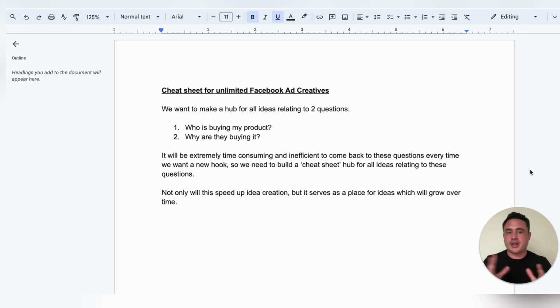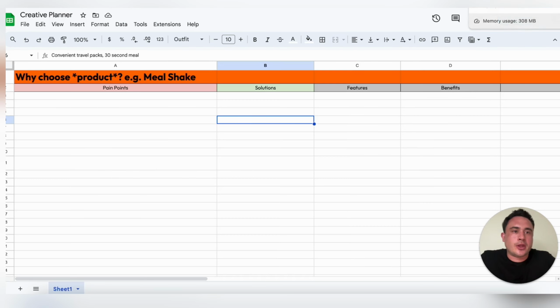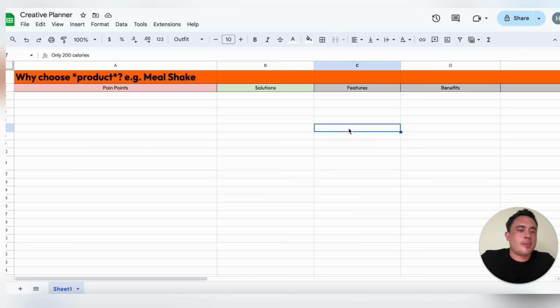If you've got a new idea or potential something that needs to go on the cheat sheet, that can then be added back in, and again it's going to grow over time as your basic hub of anything that can go towards answering these two questions: who is buying my product and why are they buying it? And it's a hub we can go back to again and again for coming up with new ideas. So let's get into the basic framework that I put together for this.